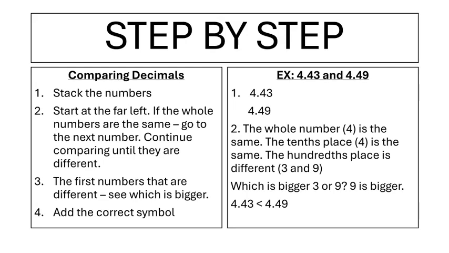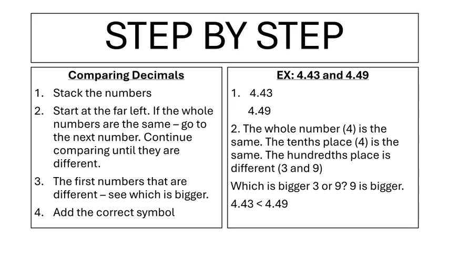Start by comparing the numbers on the left, whole numbers first. Then keep comparing the same place value until you find numbers that are different. Once you find different numbers, see which one is the bigger number. That number makes the entire thing bigger. Last, add the correct symbol, remembering that the open part always goes towards the bigger number.